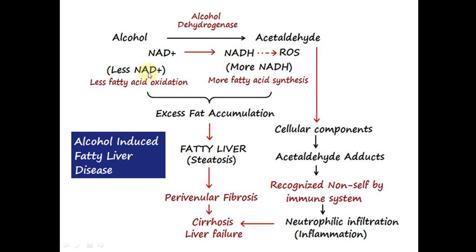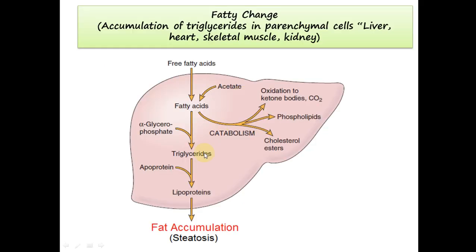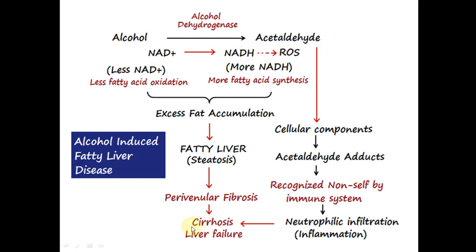Less fatty acid oxidation and more fatty acid synthesis will result in excess fat accumulation, as these fatty acids will combine with alpha glycerol phosphate to form triglycerides, and these triglycerides are accumulated in the liver. The process is known as steatosis. Since the cause behind this process is alcohol, we say that it is alcohol-induced fatty liver disease.